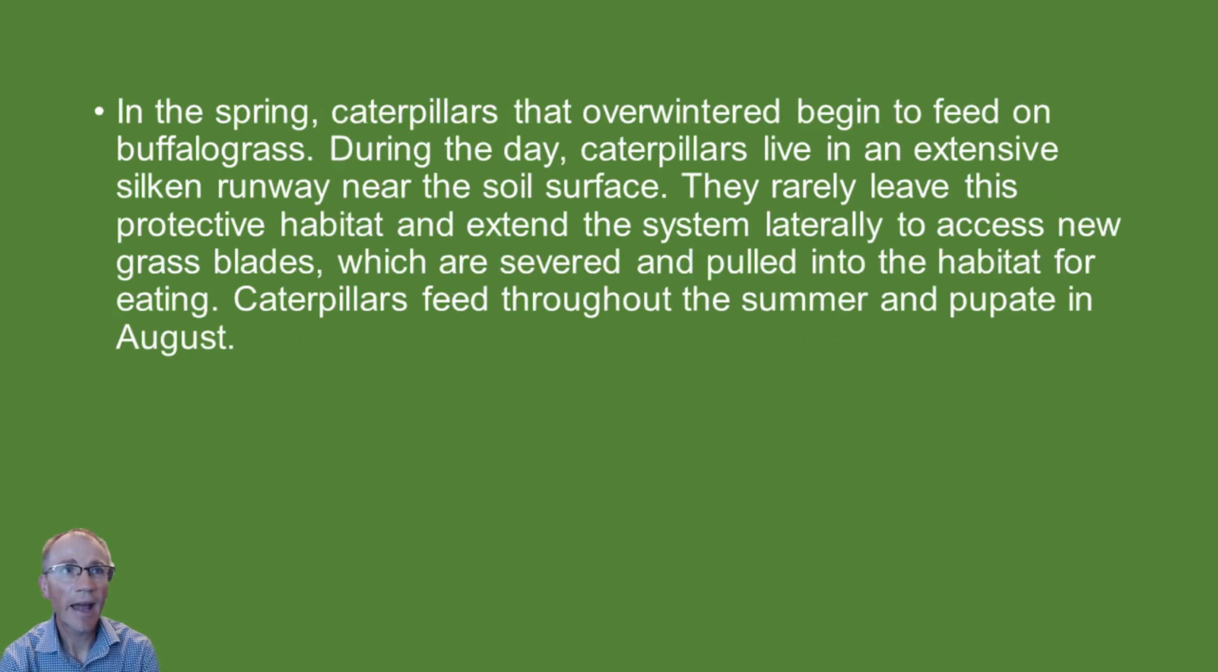In the spring, caterpillars that overwintered begin to feed on buffalo grass. During the day, caterpillars live in an extensive silken runway near the soil surface. They rarely leave this protective habitat and extend the system laterally to access new grass blades, which are severed and pulled into the habitat for eating. Caterpillars feed throughout the summer and pupate in August.